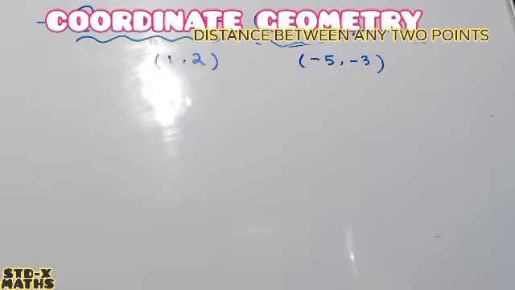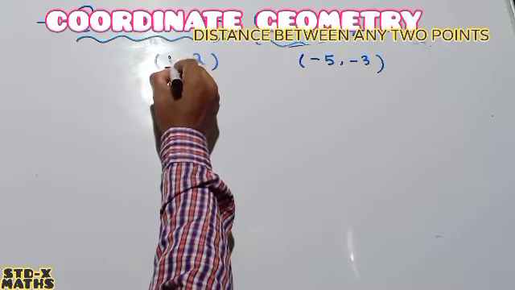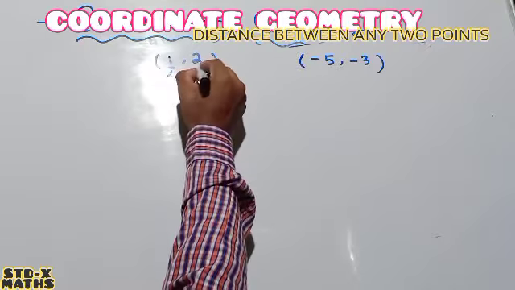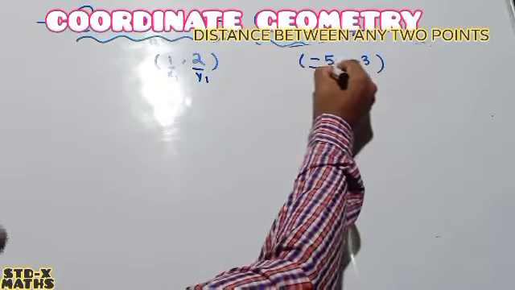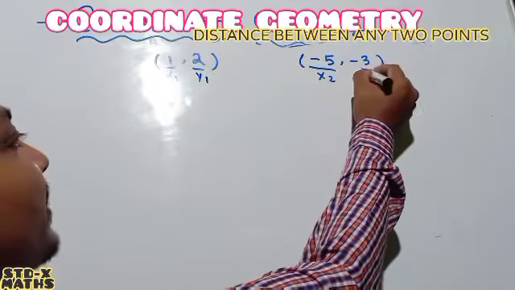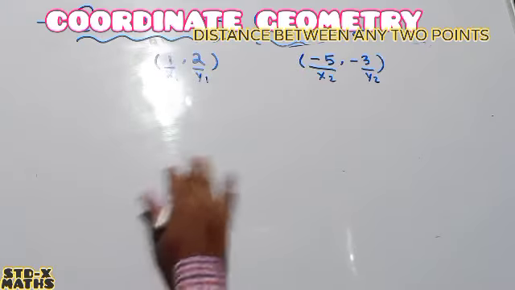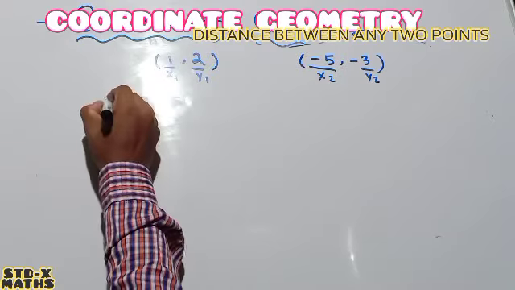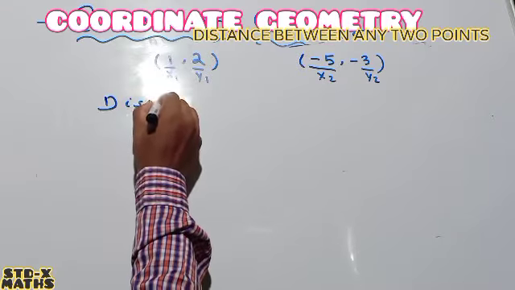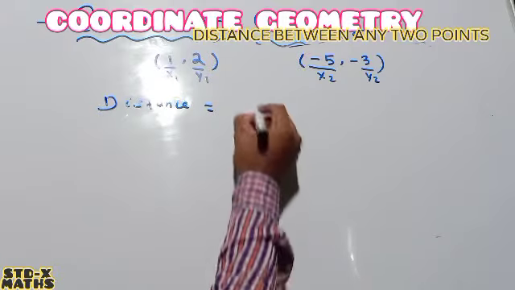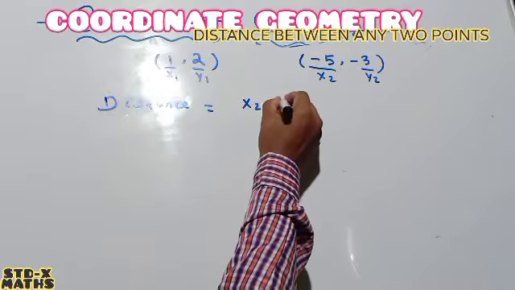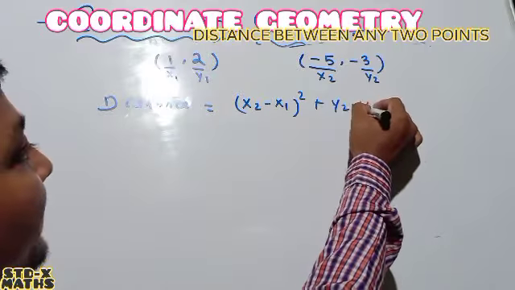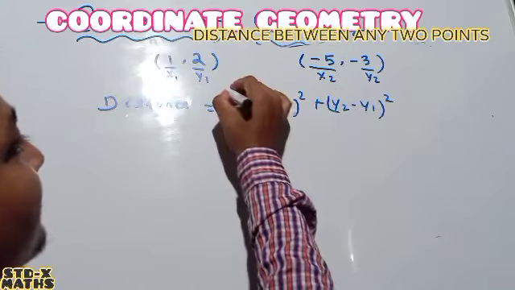Always remember this important point. Take the first point's first coordinate as x1, the next one as y1, and here x2, and this one is y2. The distance you have to find like this. Here the distance equals the formula: the square root of (x2 minus x1) squared plus (y2 minus y1) squared.